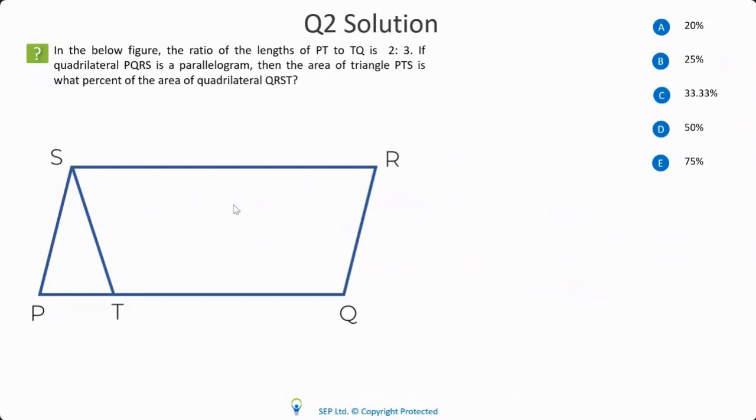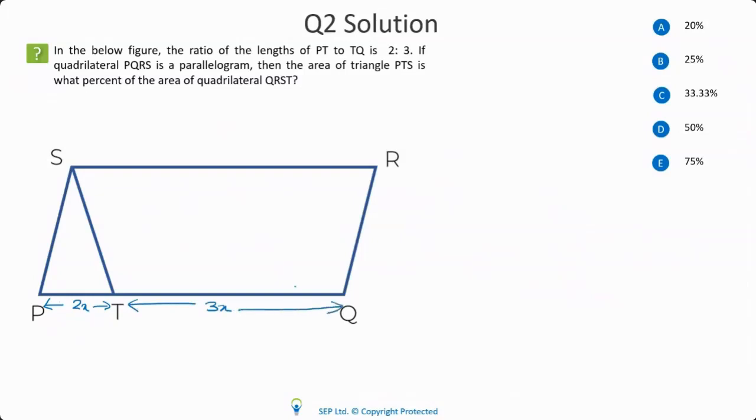In this, we have a figure, as you can see, and the ratio of the lengths is given. So PT to TQ has been given as 2:3. Since the ratio is given, I write it as 2x and 3x. Okay, so the ratio is given. You can work with 2 and 3 also. That's totally okay.